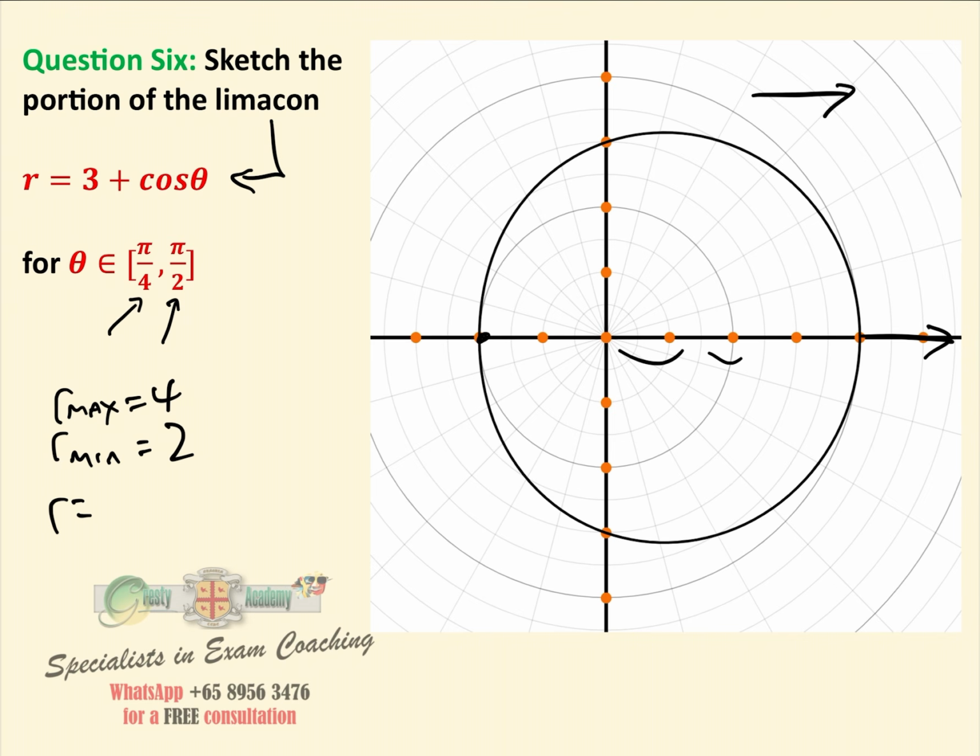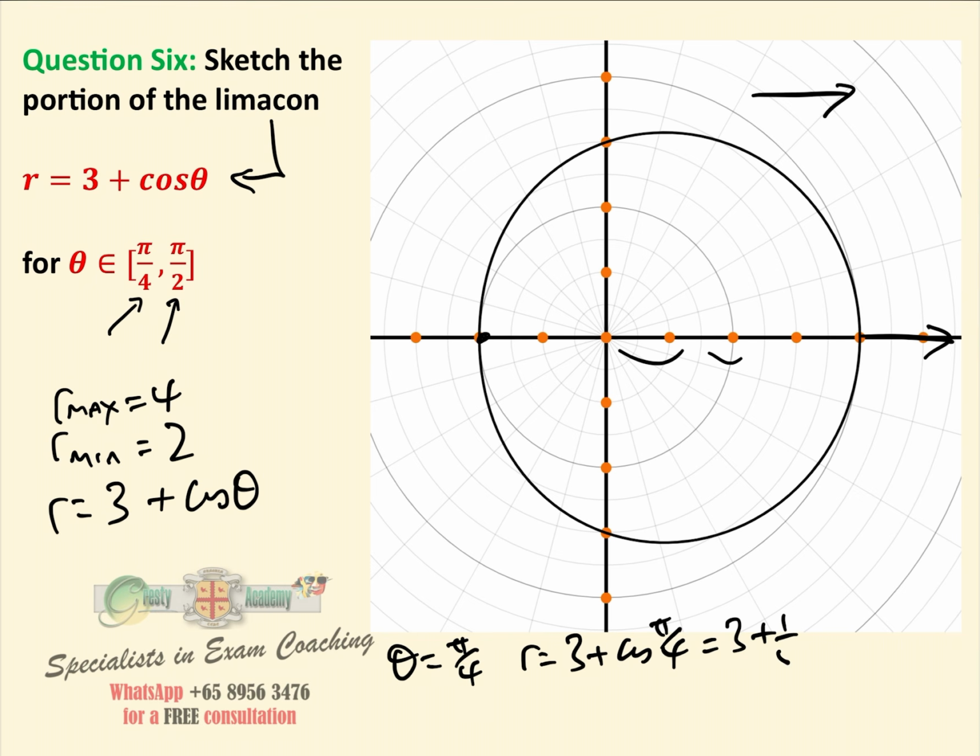Therefore, we know that r is equal to a plus b cos theta, where a is 3 and b is 4 minus 2 over 2, which is 1, so we know that's right. Let's have a look. When theta is equal to pi over 4, then r is 3 add cos pi over 4, which equals 3 add 1 over root 2. We just have to be a bit careful here. Let's have a look at these lines here. That line there is 15 degrees, that one is 30 degrees, that one is 45, which is pi over 4, and so we need to follow that one. That is our start point.